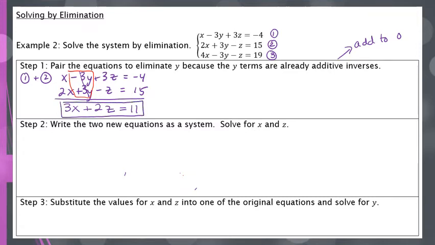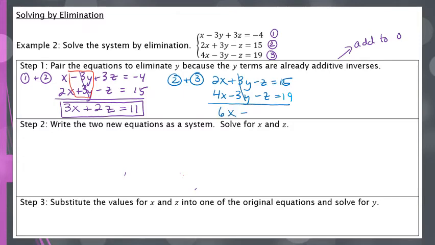Now if I do the same thing with equations 2 and 3, so I'm going to copy them down. And then 4x minus 3y minus z equals 19. So if I do that, I would get 6x, the y's cancel, minus 2z equals 34. So now I have two equations with two variables, just like we did for substitution. So really step 1 is where the difference is.